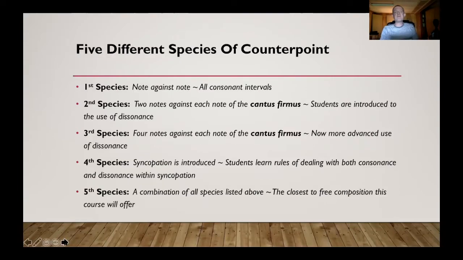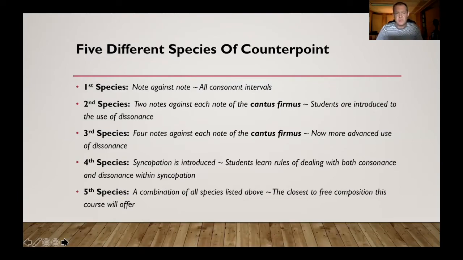Now, there are five different species of counterpoint. First species, note against note, right? We have whole notes in the cantus firmus and we're writing whole notes against it. This is going to be all consonant intervals, but there are still rules. For example, no parallel fifths, no parallel octaves. So we'll see how that works as we move on.